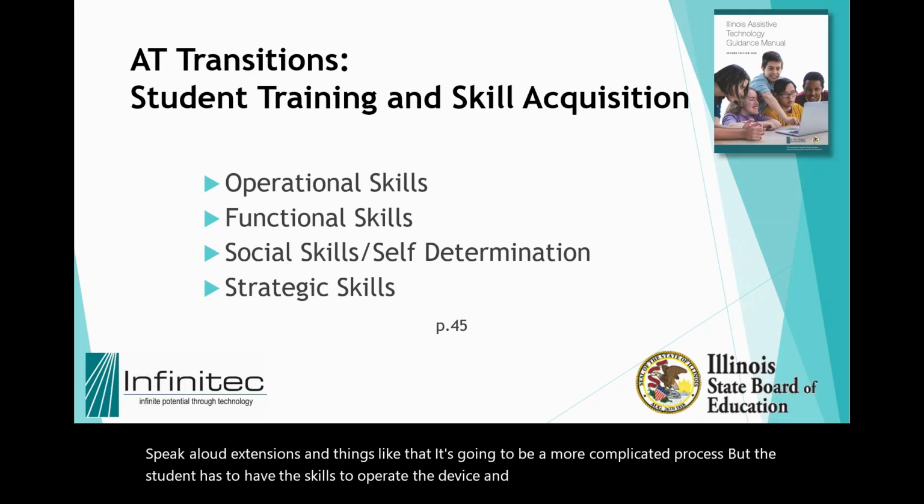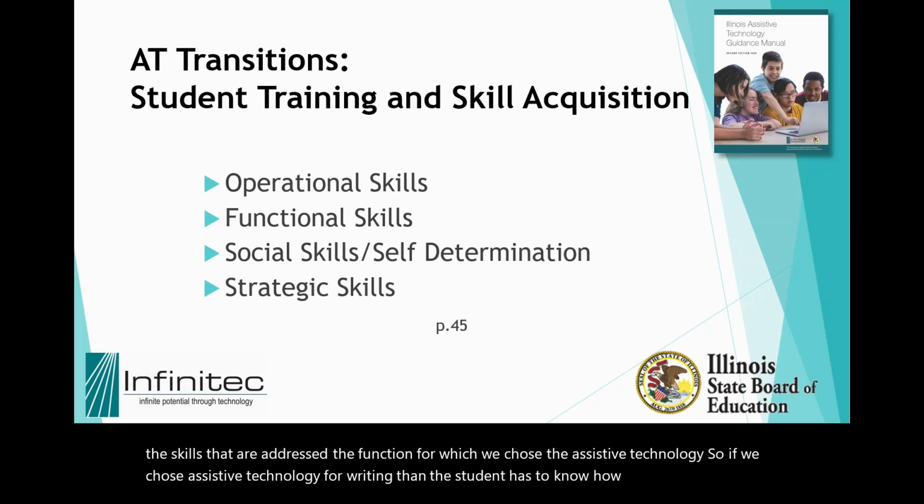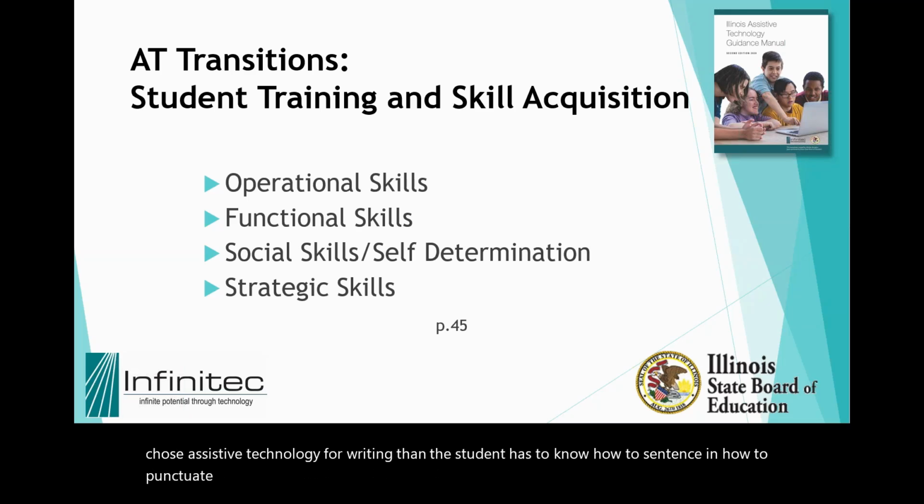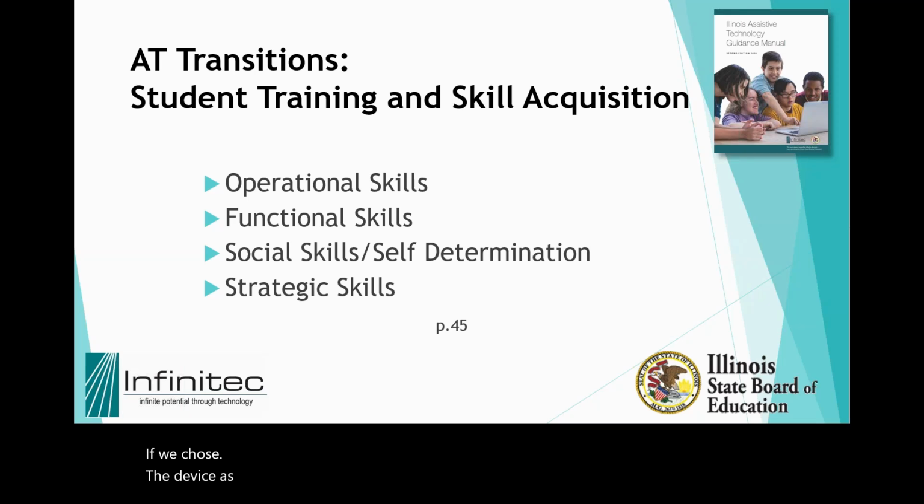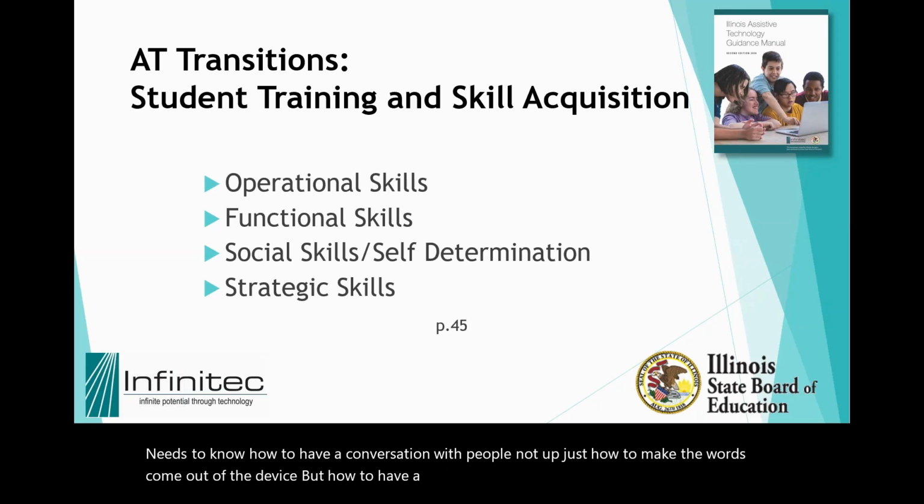And then the second thing, they have to have the skills that address the function for which we chose the assistive technology. So if we chose assistive technology for writing, then the student has to know how to create a good sentence and how to punctuate and start with a capital letter, things like that. If we chose the device as a communication tool, the student needs to know how to have a conversation with people, not just how to make the words come out of the device, but how to have a conversation, how to take turns, things like that.